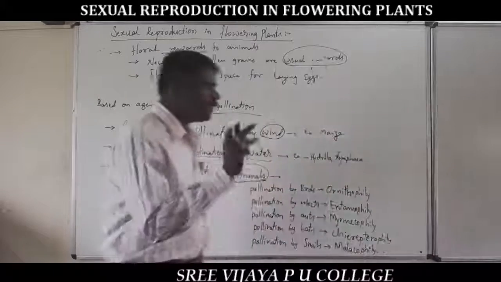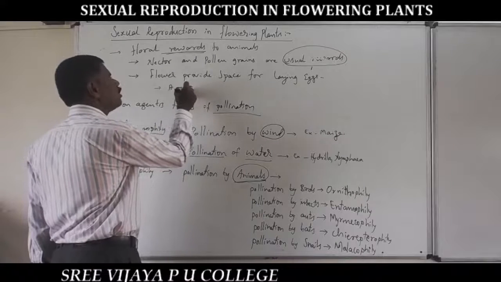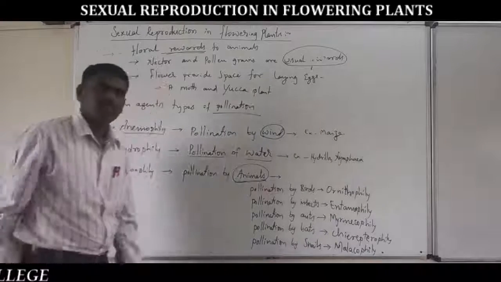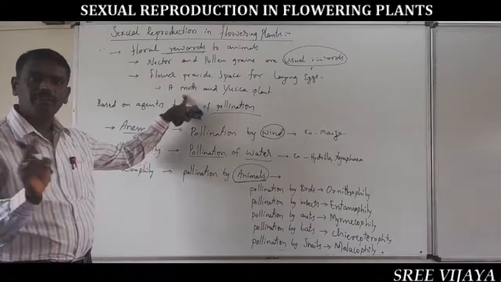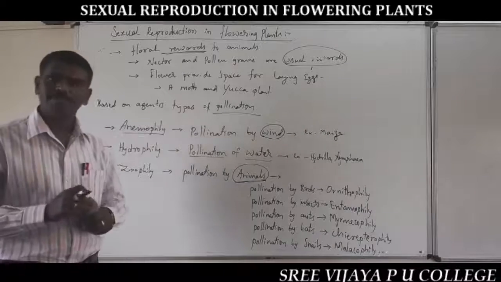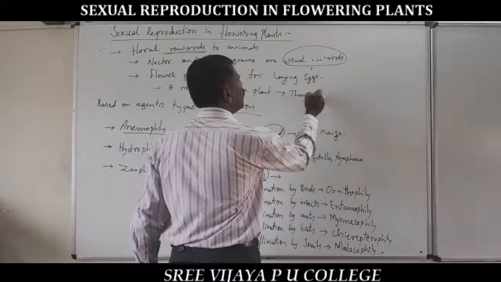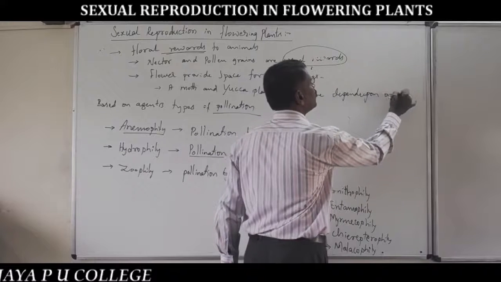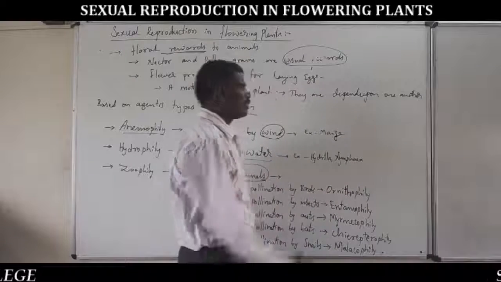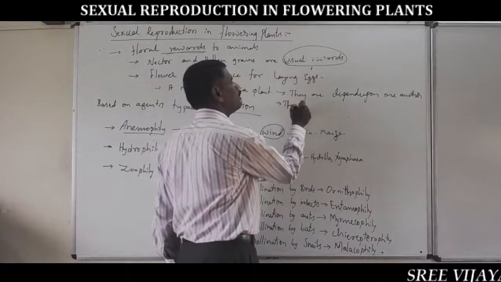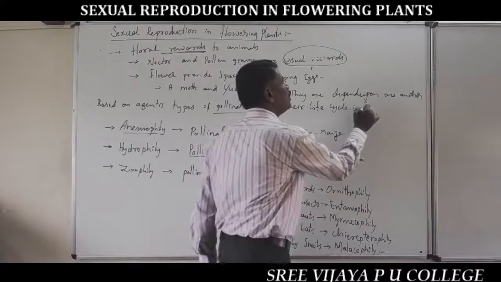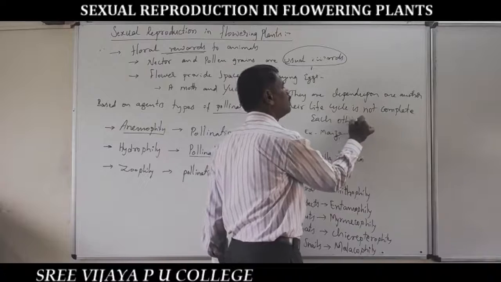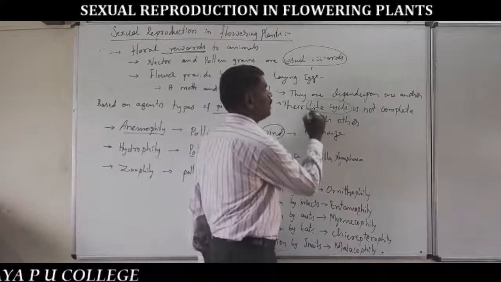Another important example is the moth and the yucca plant. A moth and yucca plant cannot complete their life cycle without each other. They depend upon one another. So why is their life cycle not complete? It's very important.